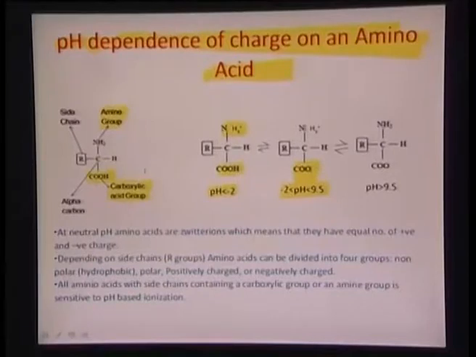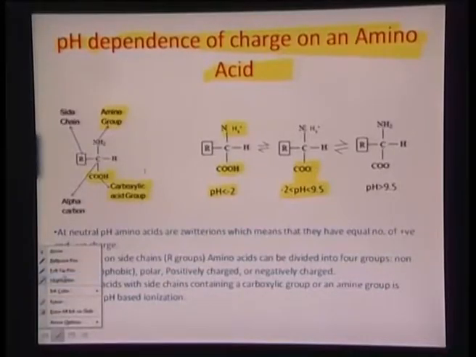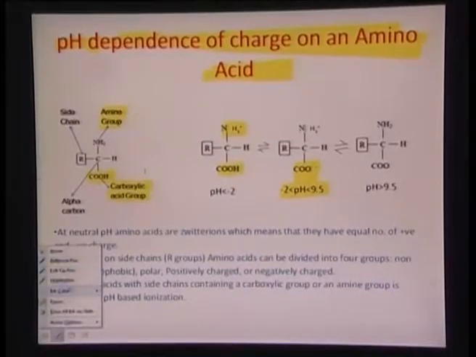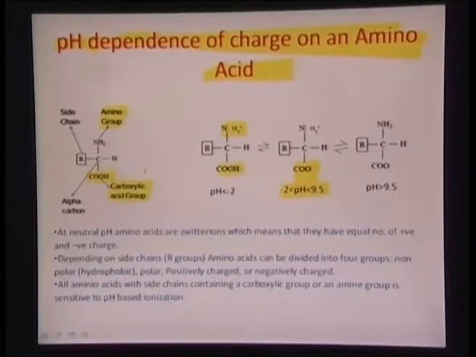Okay. So suppose the pH is very acidic, less than, let us say, 2. In this instance, as you see here, because of the excess available hydrogen ions in the solution, there is a tendency of this amine group NH2 to protonate to get into NH3 plus. That is one aspect of how a positive charge can be produced on the amino acid.